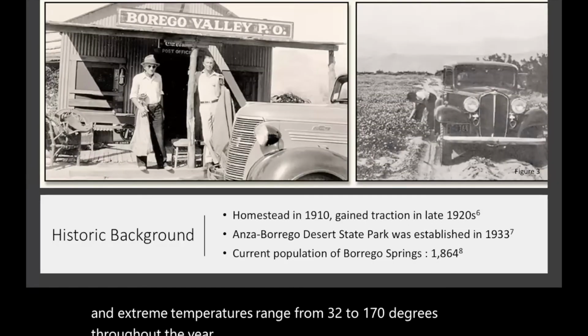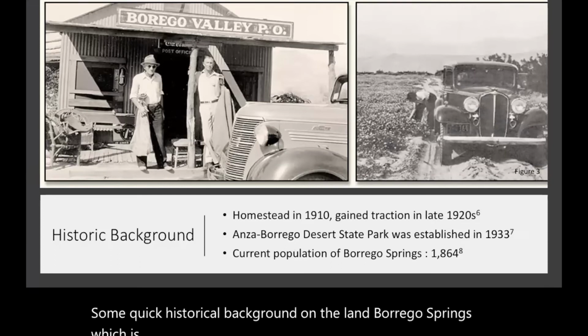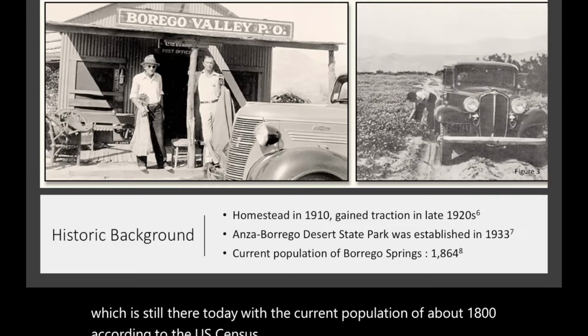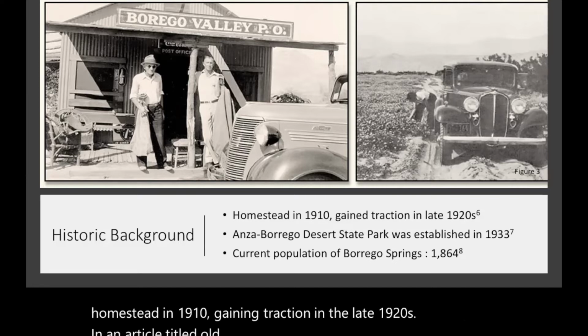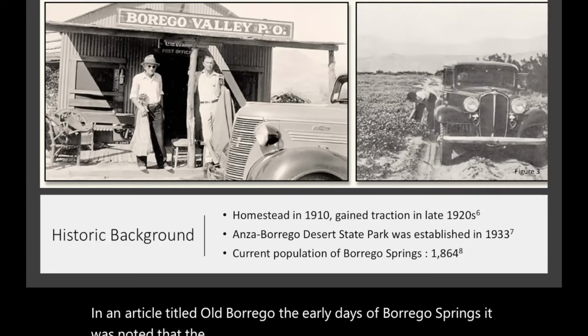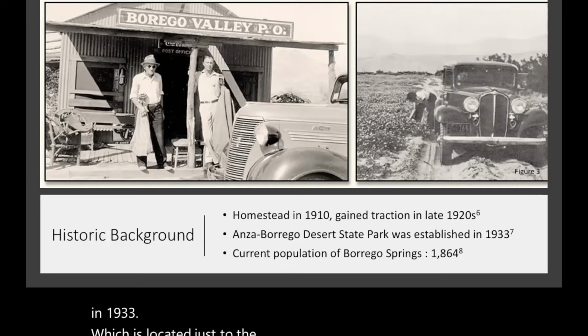Some quick historical background on the land. Borrego Springs, which is still there today, has a current population of about 1,800 according to the U.S. Census Bureau. The land was first a homestead in 1910, gaining traction in the late 1920s. In an article titled Old Borrego, the Early Days of Borrego Springs, it was noted that the Anza Borrego Desert State Park was established in 1933, which is located just to the east of Borrego Springs.